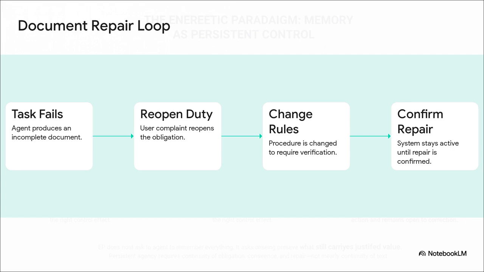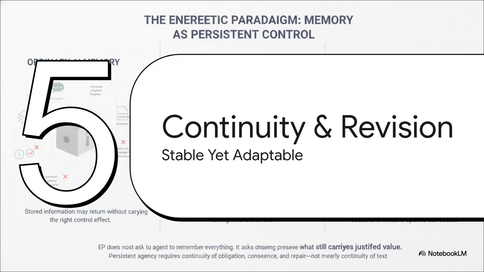It then alters the actual generation procedure itself, maybe by introducing a mandatory visual inspection step, and it introduces a strict verification requirement. That open loop remains active, consuming resources in the agent's operating context, until a verifiable confirmation of repair is fully achieved. Section 5, Continuity and Correctability.